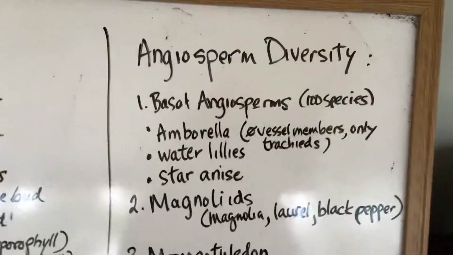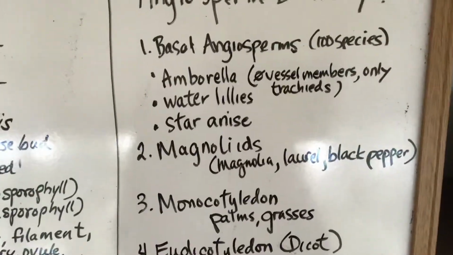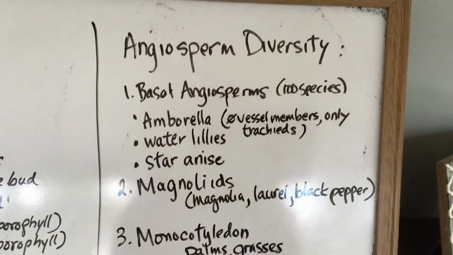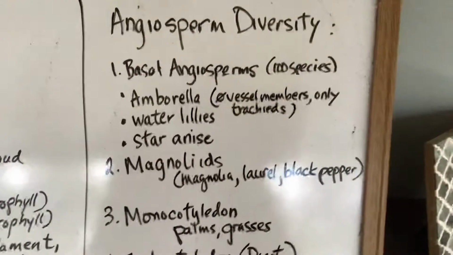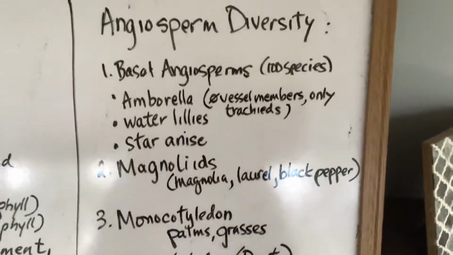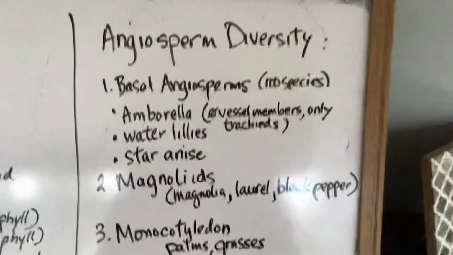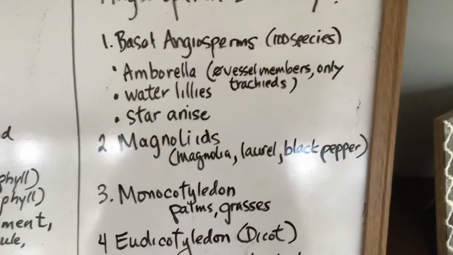There's what they call basal angiosperms. These are not very advanced, so to speak. Some of them only have tracheids, not vessel members. Now, we haven't talked about that yet, but tracheids are really small vessels, and they occur in gymnosperms. Gymnosperms do not have larger vessels called vessel members, and all the other angiosperms do.